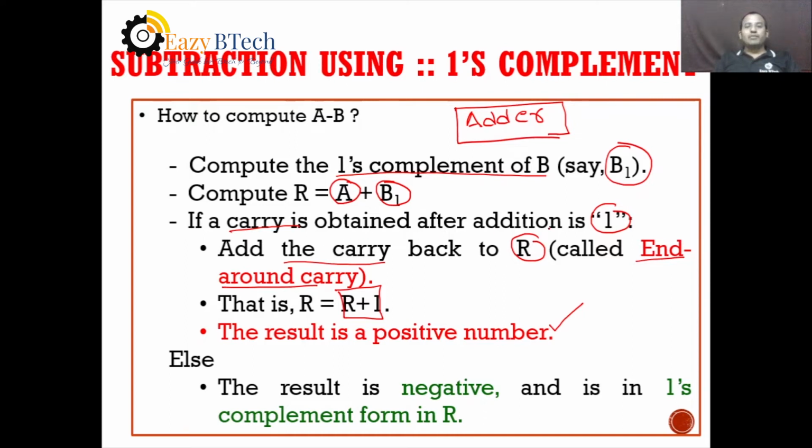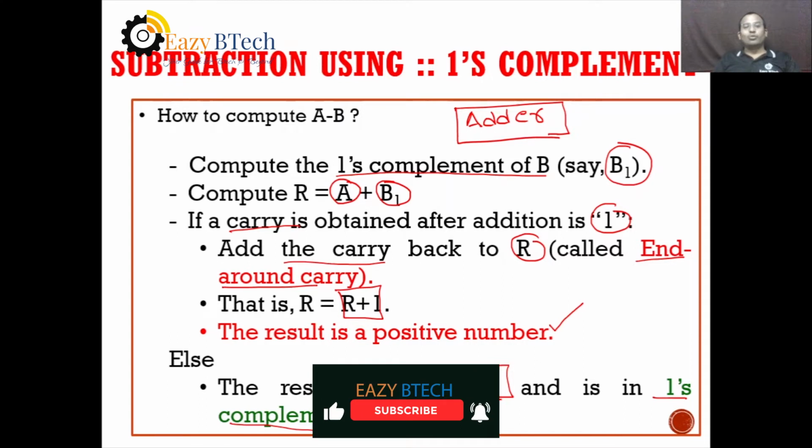If you don't get a carry after this addition operation, there are two cases. One is if we obtain a carry. The second case is if we don't get the carry. If you don't get the carry, the result is negative, and the result is in 1's complement form. So these are the steps that we have to perform to do the subtraction operation.